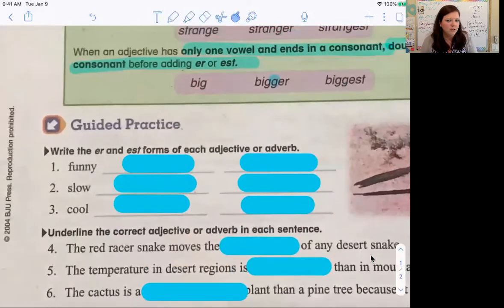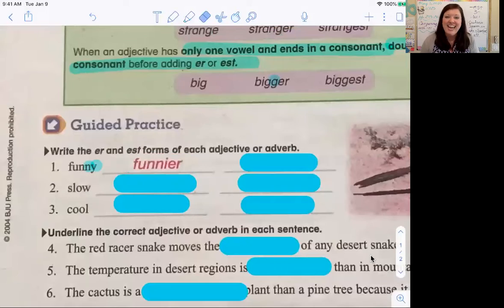Funny. Ooh, that was a funny joke. No comparison is being made here. Ooh, that joke was funnier than the first joke. Now look carefully. Look right here. What does funny end with? A Y. What comes in front of the Y? A consonant. I see a consonant, so we need to change the Y to an I and add ER. That was the funniest joke I'd ever heard. It still ends with the consonant and the Y. Change the Y to an I and add EST.